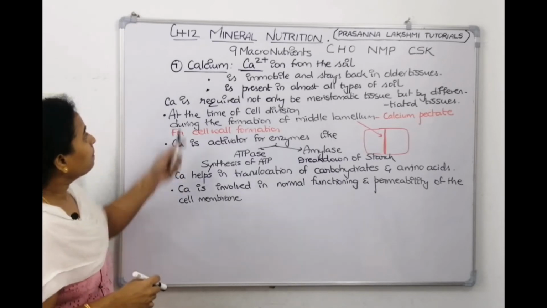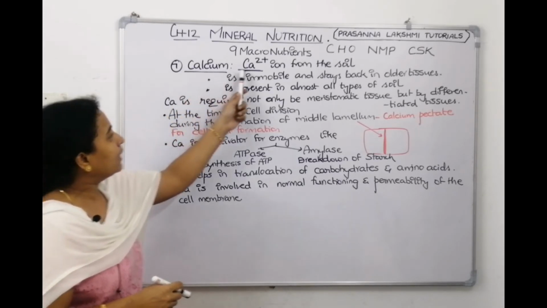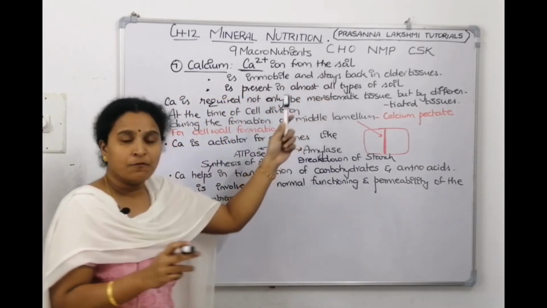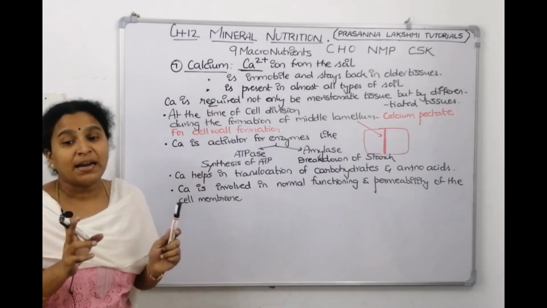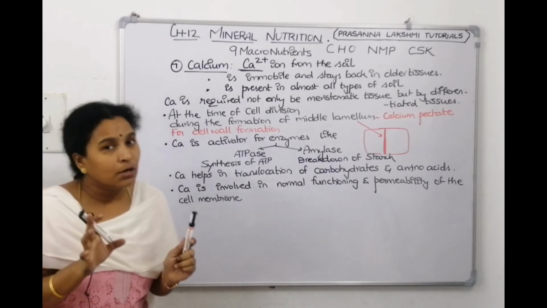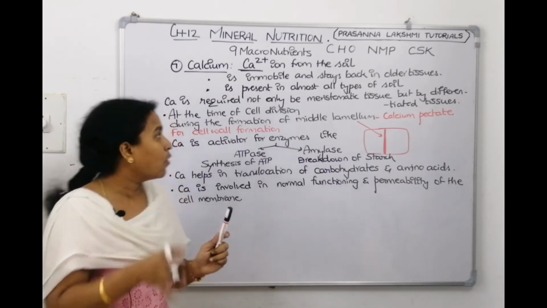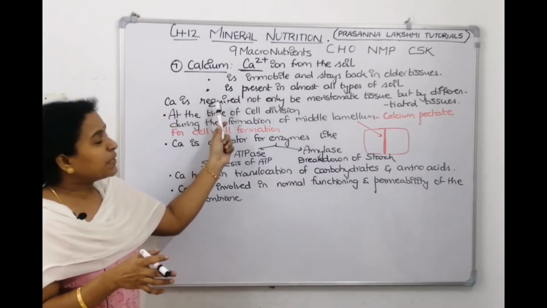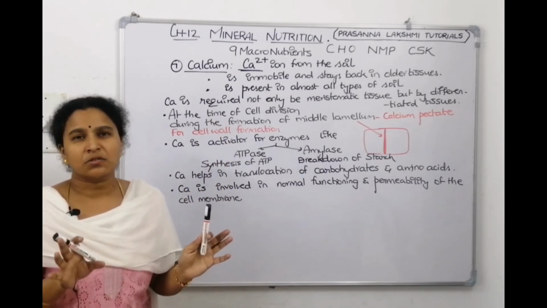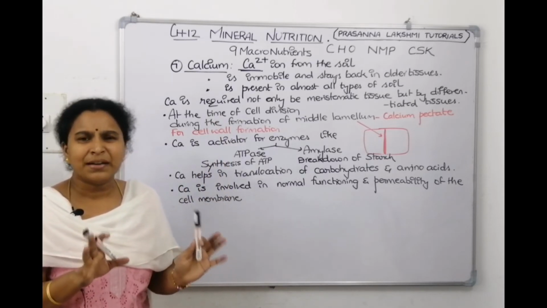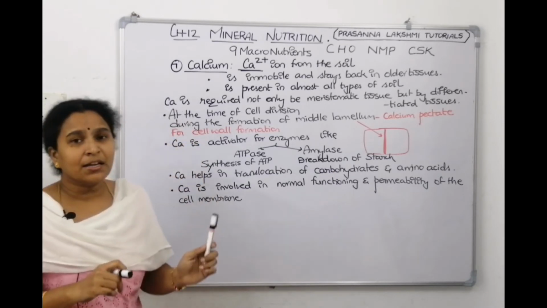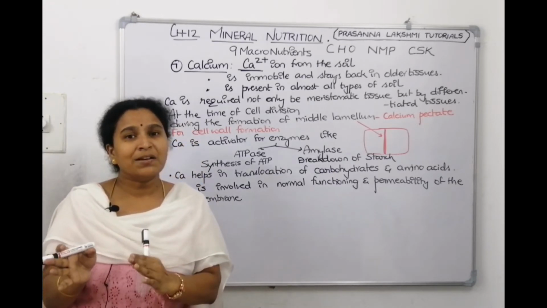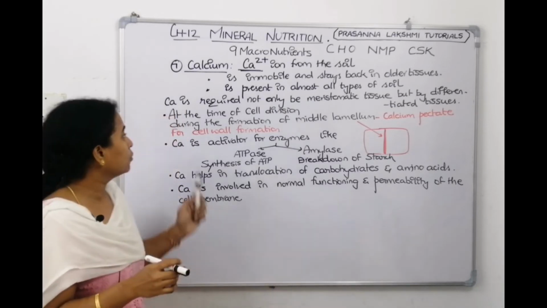Let's summarize. Calcium is absorbed by the plant in the form of Ca2 plus ion from the soil in cationic form. Calcium is an immobile element. It gets accumulated in the older leaves because it is making a cell wall. And calcium is present in almost all types of soil. So that's why plants were seldom deficient with the calcium ion. And calcium is equally required by a dividing tissue also, equally required by a differentiated tissue also.